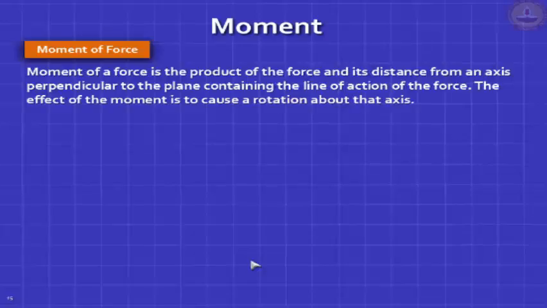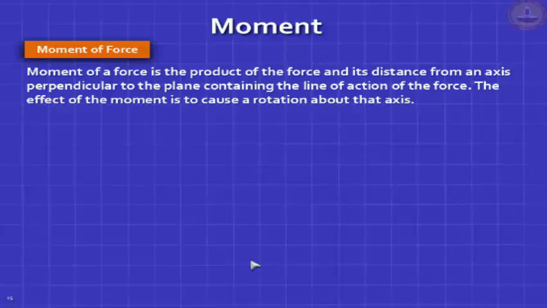Moment is always discussed in terms of moment of a force. What is the moment of a force? I'll give you the answer. Moment of a force is a product of the force and its distance from an axis perpendicular to the plane containing the line of action of the force. The effect of the moment is to cause a rotation about that axis. The effect of force is to cause translation. Effect of a moment is to cause rotation.